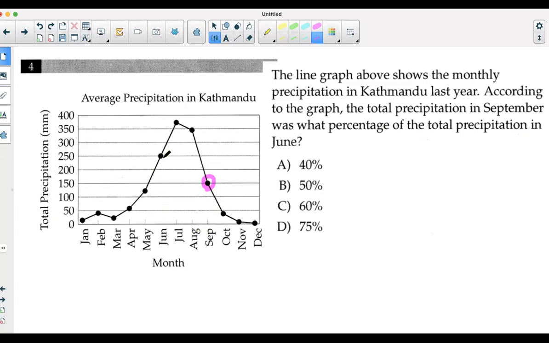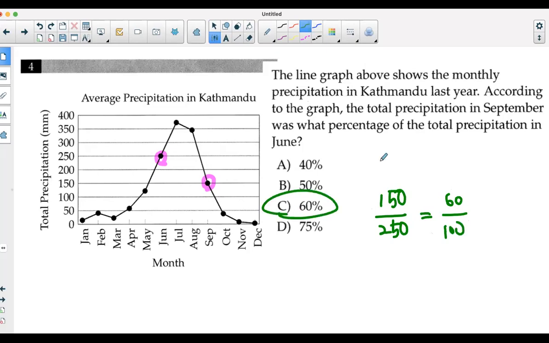And then, what percent of total precipitation in June? June is right over here. Do you see that, guys? Now, whatever we are referring to goes to the denominator. So we get 150 here as the numerator, September, and 250, which is the denominator. You can calculate by dividing them, or multiply top and bottom by 4. One way or the other, you get 60 over 100. You get 60%, right?